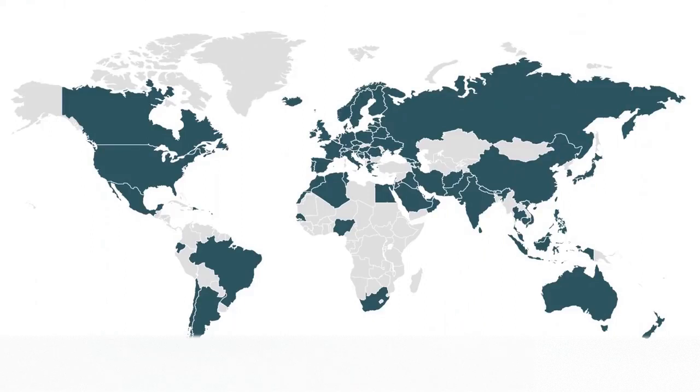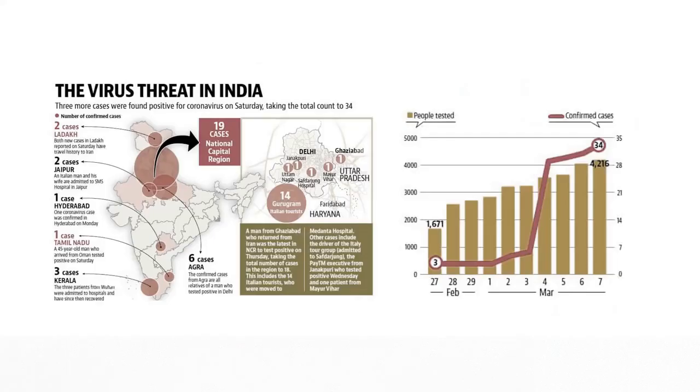From India, almost all parts of Europe and the Middle East, USA, South America, all of the places are now having cases with coronavirus, and it is taking the shape of a global pandemic. And WHO has announced it as a high risk situation right now. Now the virus threat in India is also high because almost 34 cases have been detected in the past few days, and most of the cases are in Delhi, Hyderabad, Kerala, Tamil Nadu, Jaipur, etc.